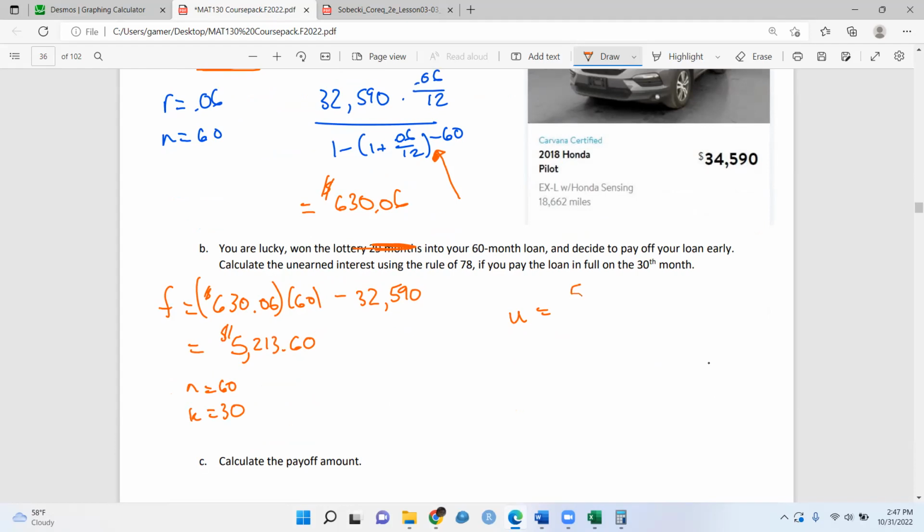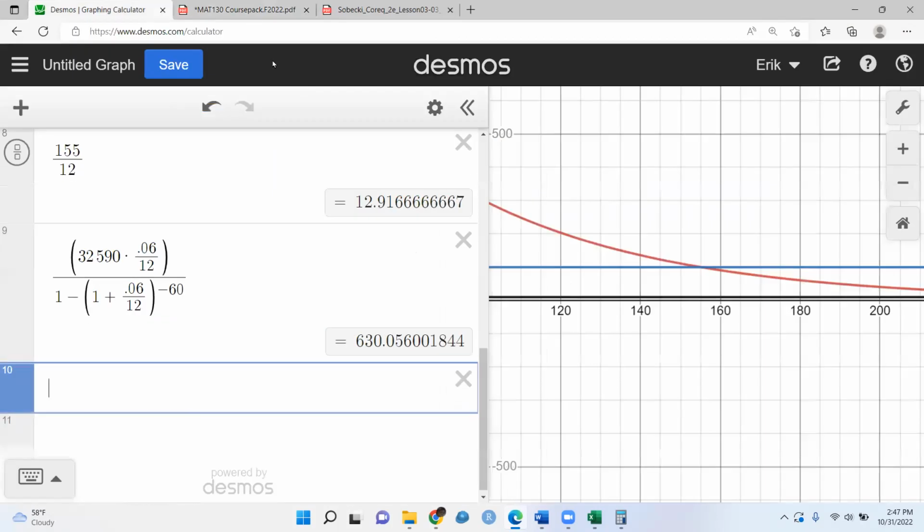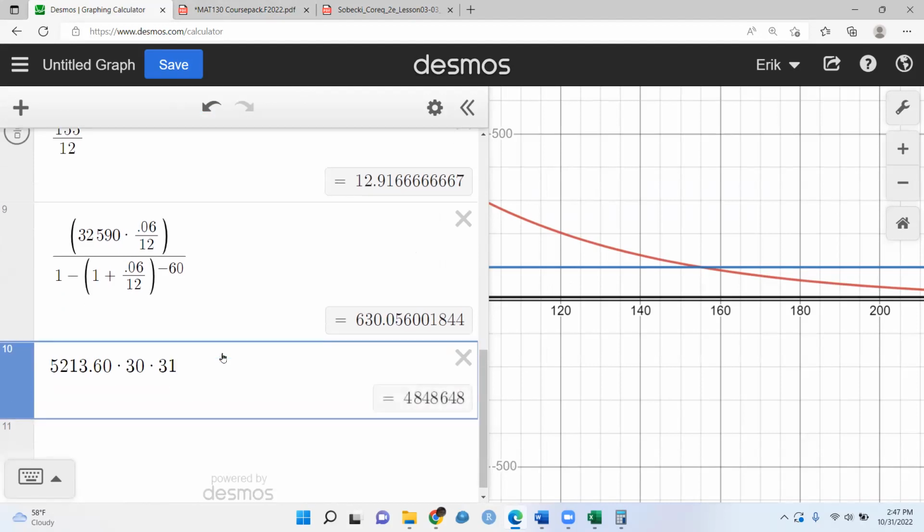So we are taking the $5,213.90 and spreading it out over those remaining months. So this is 30, this is 31, this is 60, this is 61. Is that what you did? I'm guessing that's what you did. Yeah, that looks like what I did. Nice.